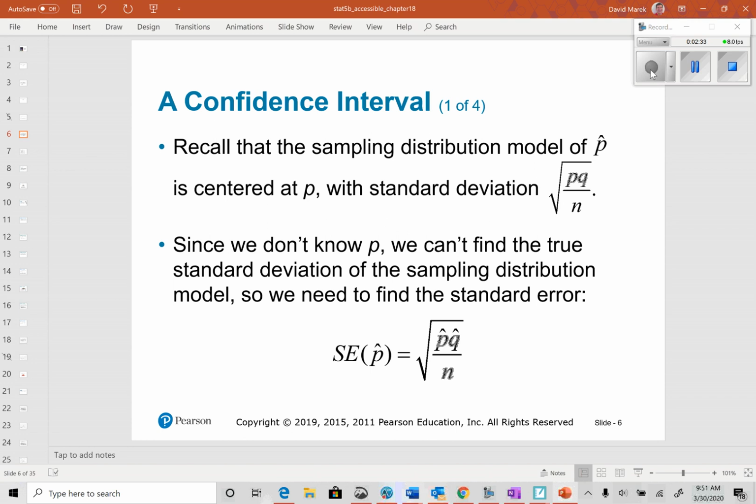For any sampling distribution model with a proportion, it should be centered at the population proportion p. The standard deviation is here. Since again, we don't know the population proportion p, we can't find the true standard deviation, so we need standard error instead. But it should still model a situation where it's centered at p.